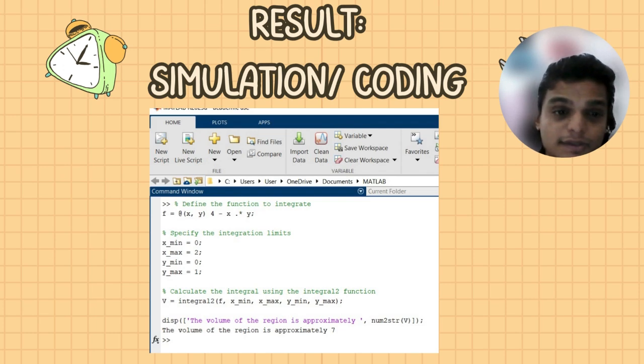If you can see, this is our answer. The volume of the region is approximately 7, which is similar to the manual calculation, which proves it. Next, I'll show you the graph.